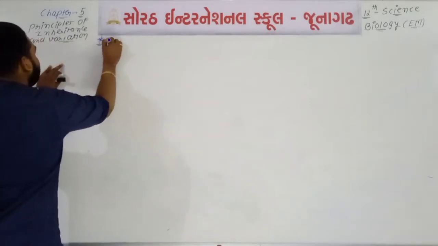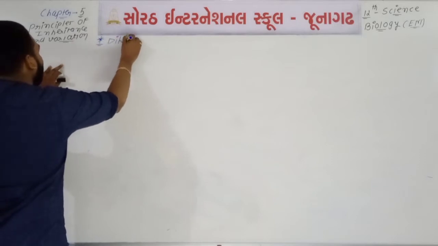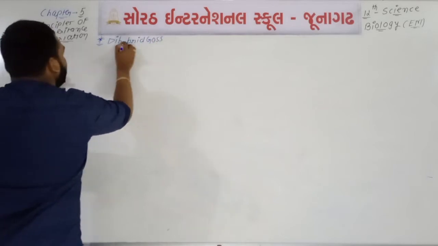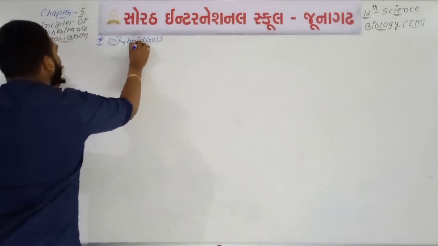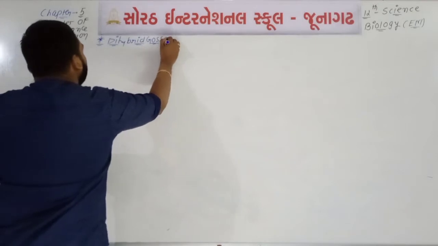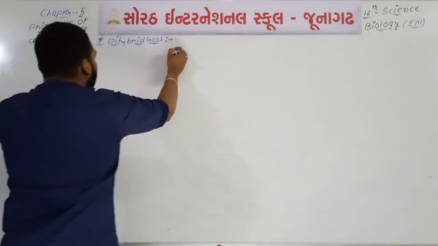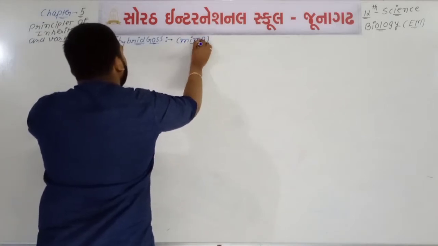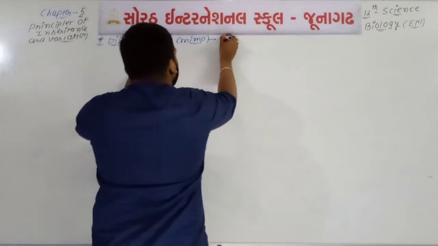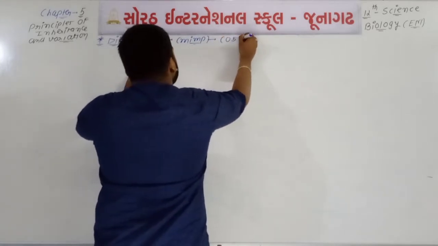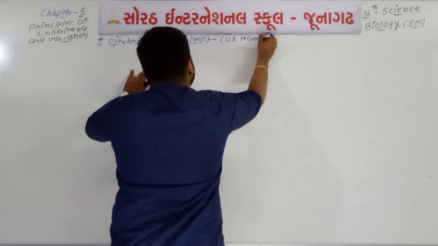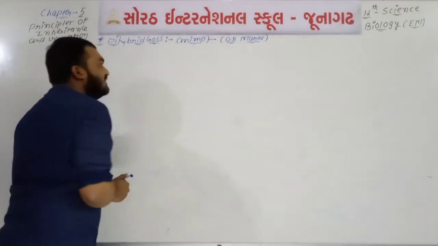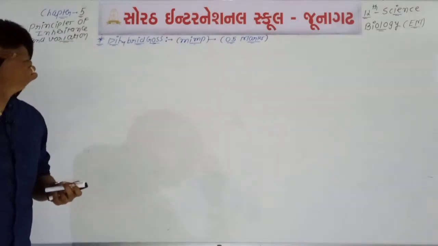You see here, the title of the question is the Dihybrid cross. It is the most important question, and it is a question of 5 marks.